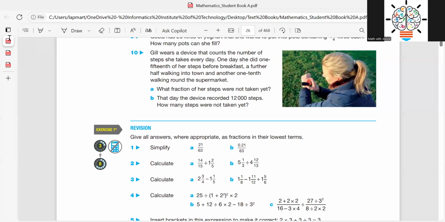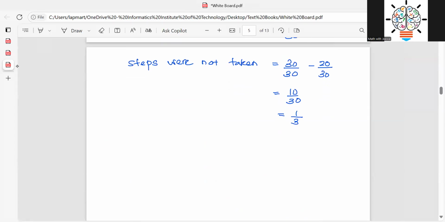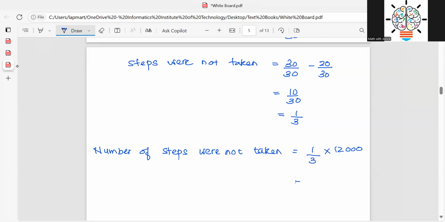So then how are we going to find how many steps were not taken? We know as a fraction, she has not taken 1/3 of the steps, right? 1/3 of the steps. So the number of steps not taken, how do you get that? 1/3 of the total steps. So that gives me 4,000 steps.